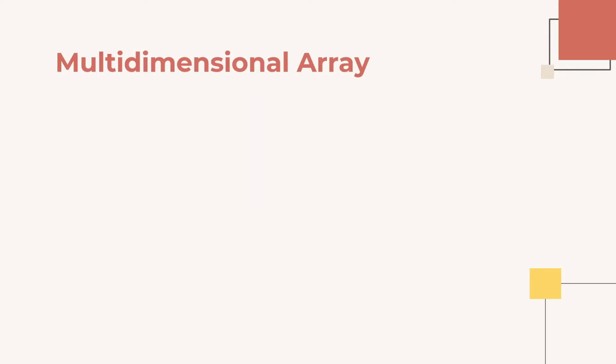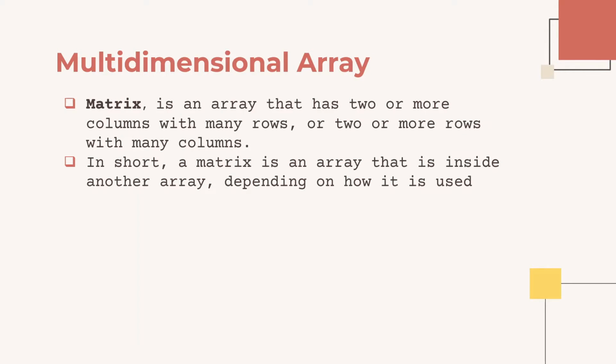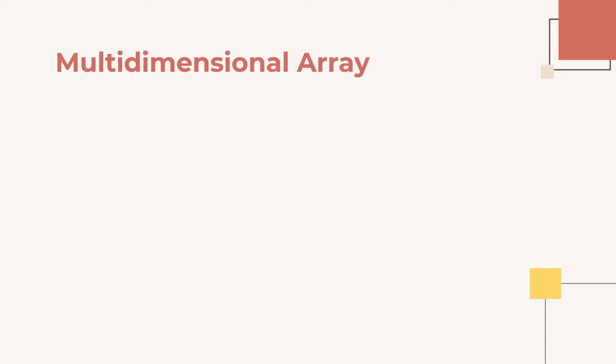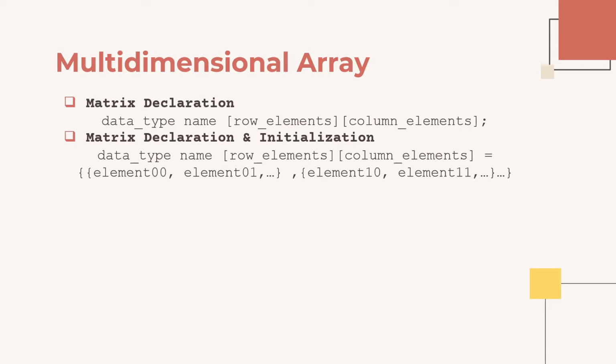The multidimensional array can be viewed as a matrix. A matrix is an array that has two or more columns with many rows, or two or more rows with many columns. In short, a matrix is an array that is inside another array, depending on how it is used. Okay, to declare a matrix, the syntax is data type and then the name of the matrix, then brackets for the row elements and brackets for the column elements.